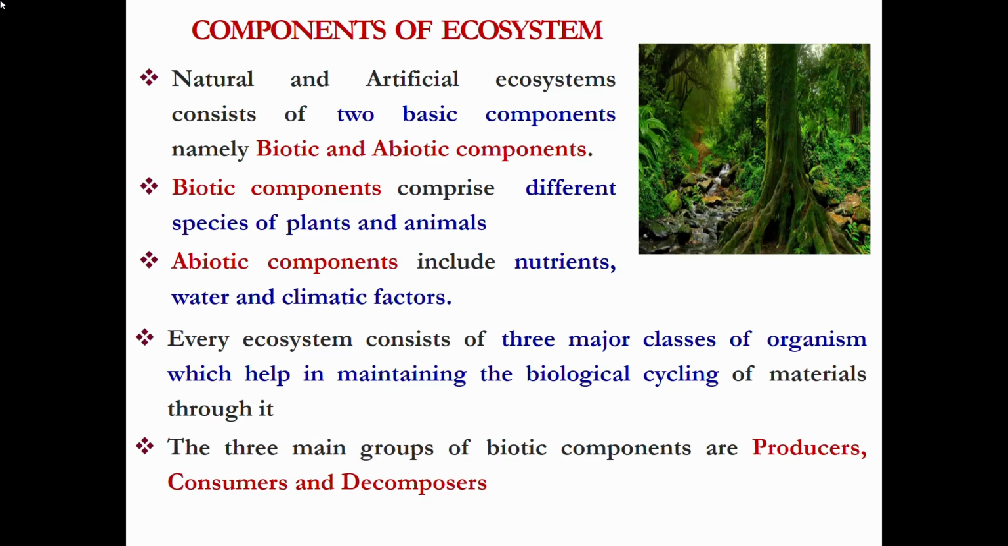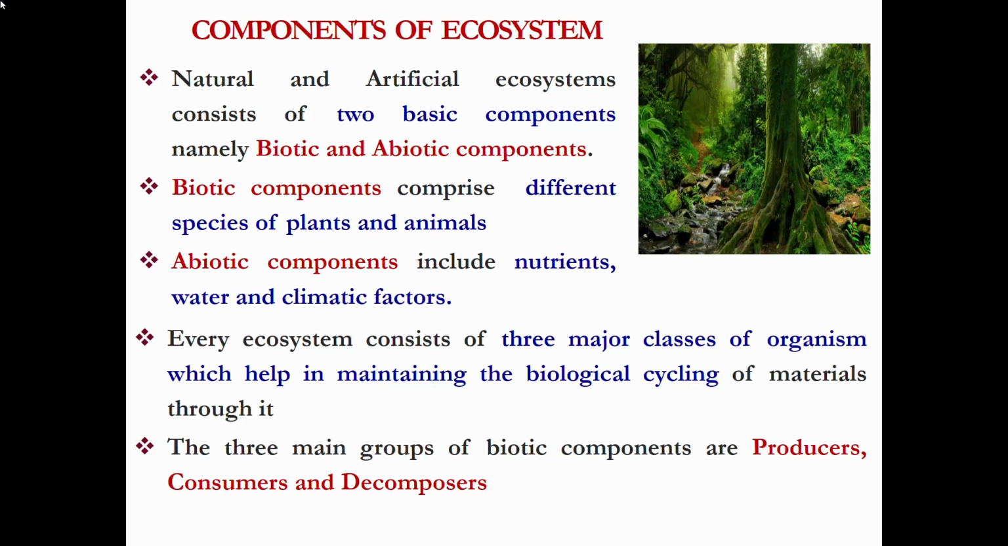Hello friends, in this video we are going to discuss the components of an ecosystem. We all know that an ecosystem contains both biotic and abiotic components. Biotic components are living things, which include plants and animals, and abiotic components are non-living things, like water, climatic conditions, and nutrients. Everything like that is classified under abiotic components. So the ecosystem contains both biotic and abiotic things.